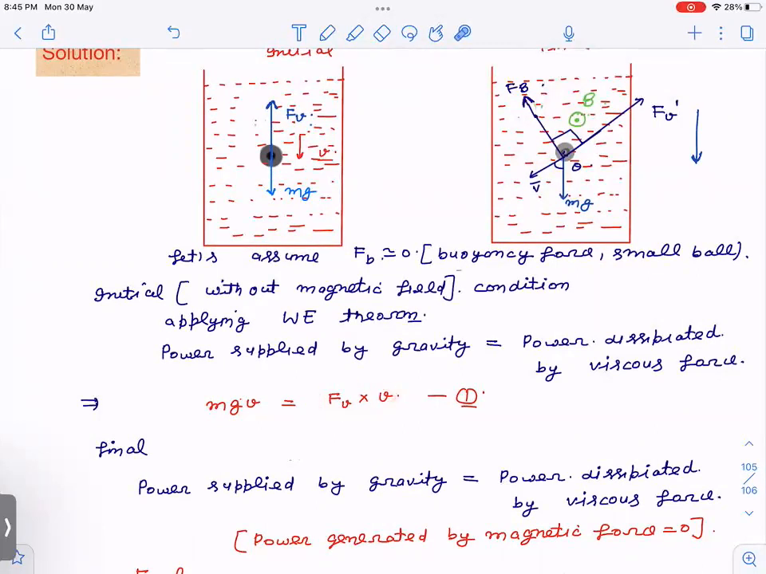So these are magnitudes, and both magnitudes should be equal. Then this is equal to this. This is positive power. This is negative power. That is how the net power supplied is 0, and the kinetic energy is not increasing.